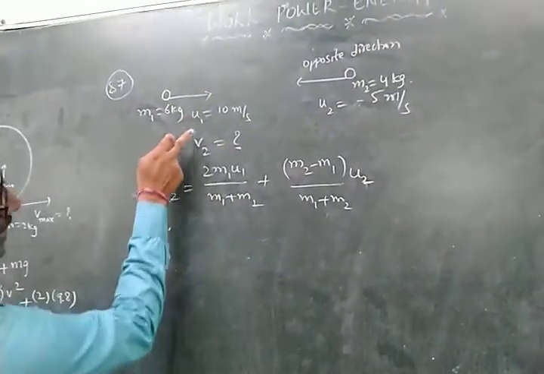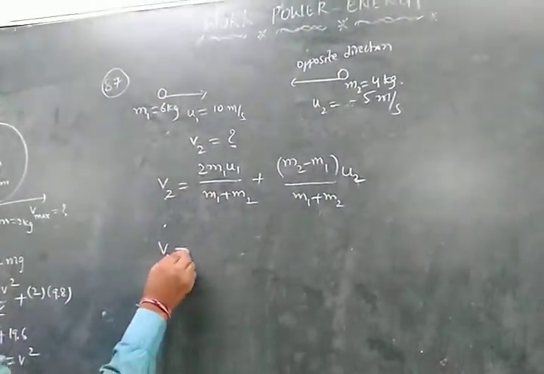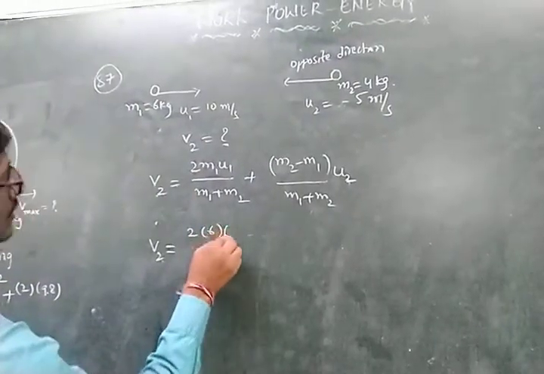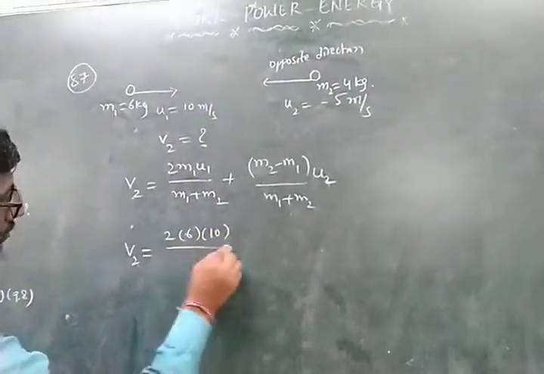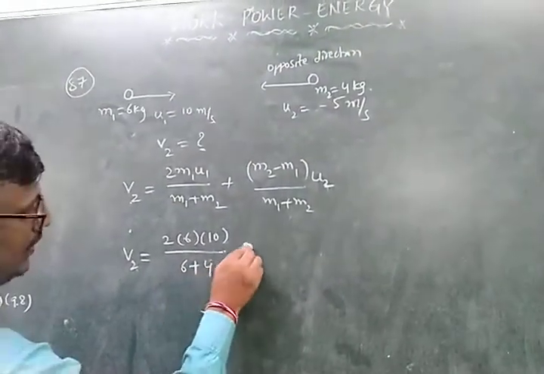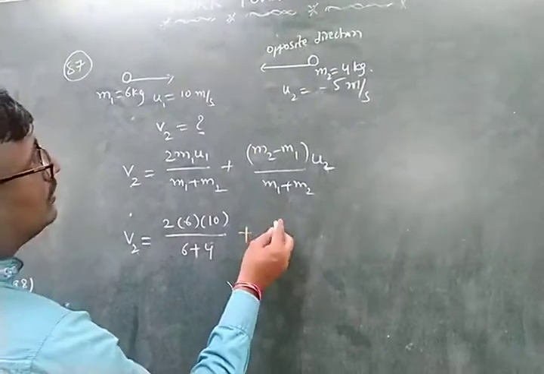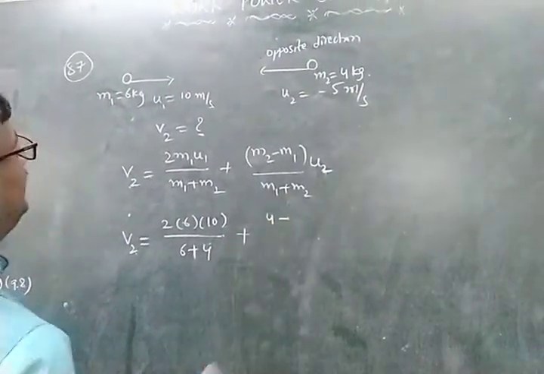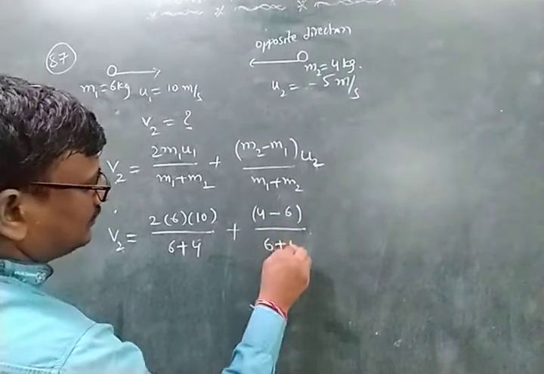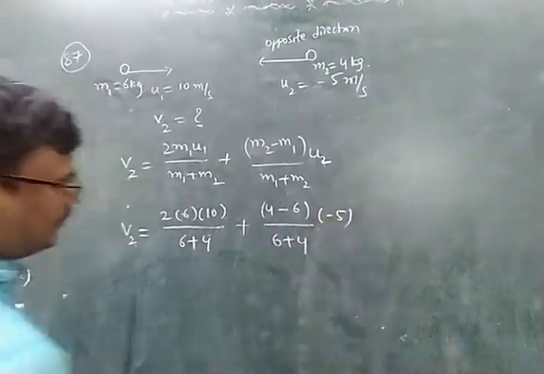Now substitute the above values here. v2 is equal to 2 into m1, and m1 is equal to 6. u1 is 10 by 6 plus m2, which is 4 plus m2, is there 4 minus m1, which is 6, divided by 6 plus 4 into minus 5.